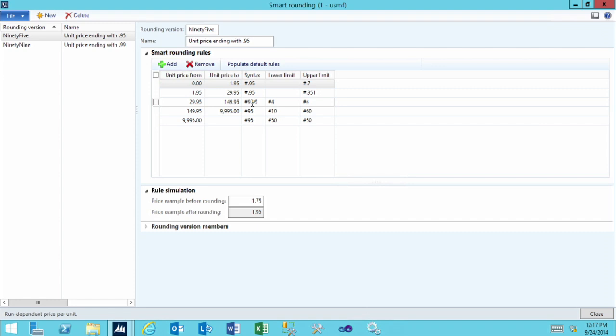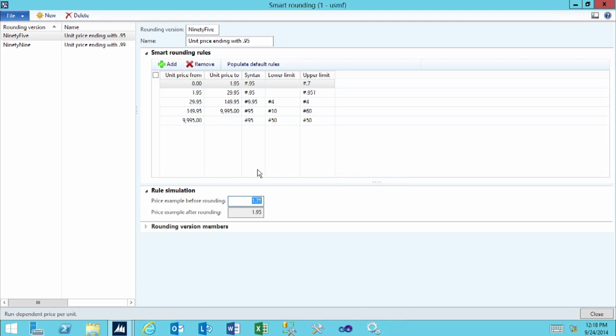For this example, they've changed the decimal place to say that only amounts before the 9.95 will remain the same. So, the lower limit is 4 and the upper limit is 4. This means that no matter what amount we type into the price example, as long as it's between the $29.95 and $149.95 amount, it will be rounded.